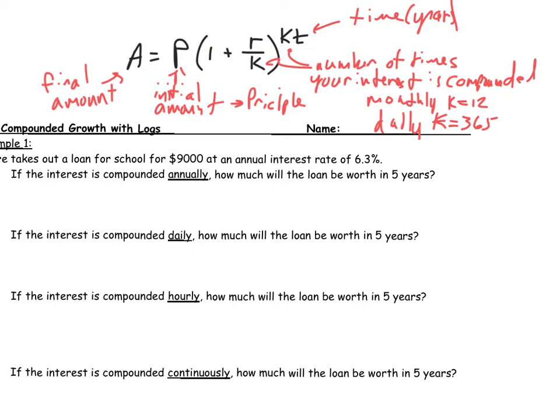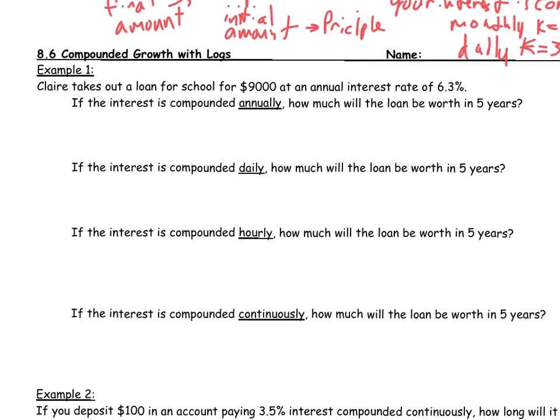So let's go to this first problem. It says Claire takes out a loan for school for $9,000 at an interest rate of 6.3%. The interest rate is compounded annually. Well, annually means once a year, so K is equal to 1, so it really doesn't change it that much. How much would the loan be worth after 5 years? So we want to find the amount.